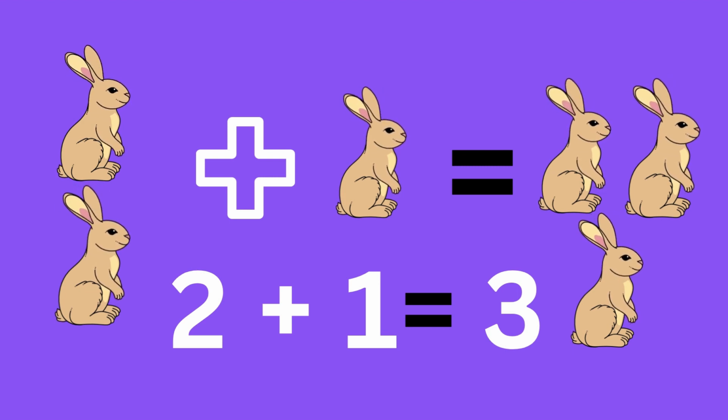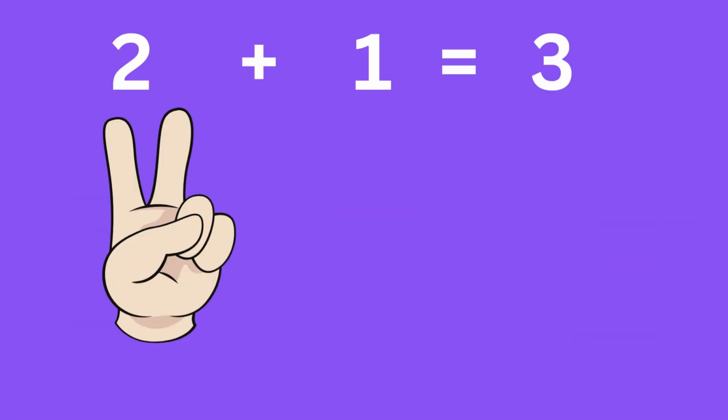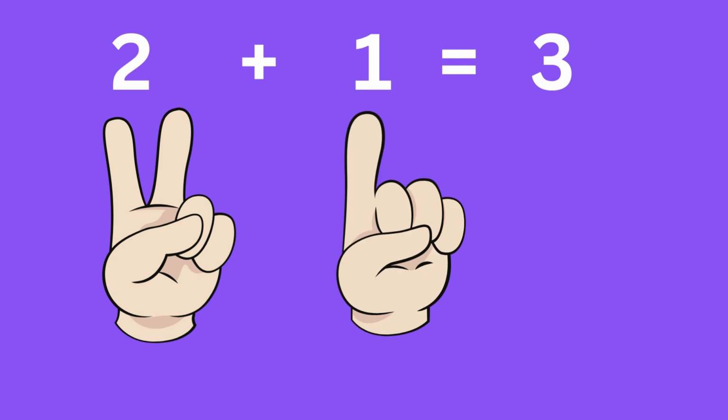Let's use our fingers. Two fingers on this hand. One finger on this hand. Two fingers plus one finger equals three fingers.